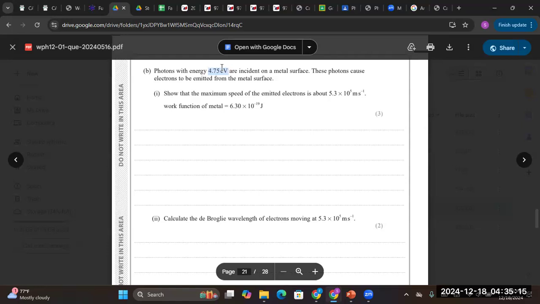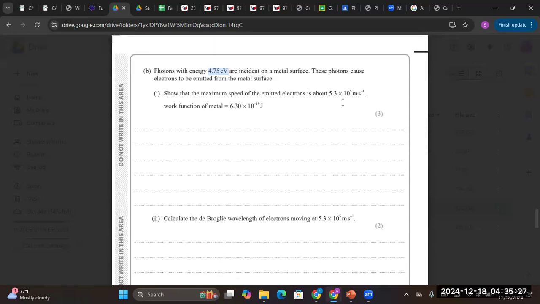Photons with energy 4.75 electron volts are incident on the metal surface. These photons cause electrons to be emitted from the metal surface. Show that the maximum speed of the emitted electrons is about 5.3 times 10 to the power of 5 meters per second. So what do you have? You have been given the energy. You have been given the work function. You need to calculate velocity.